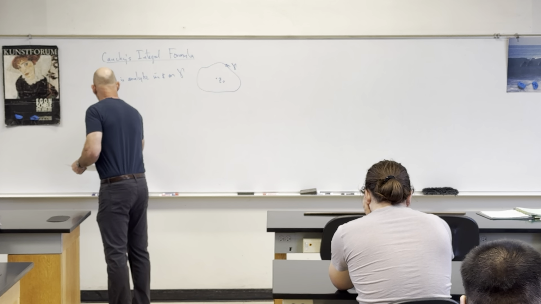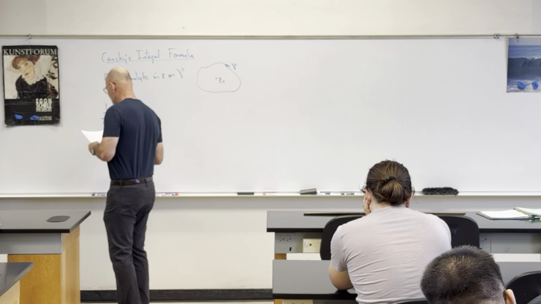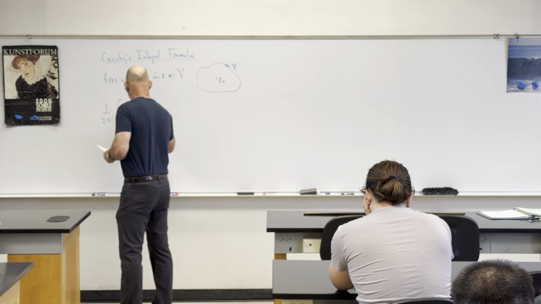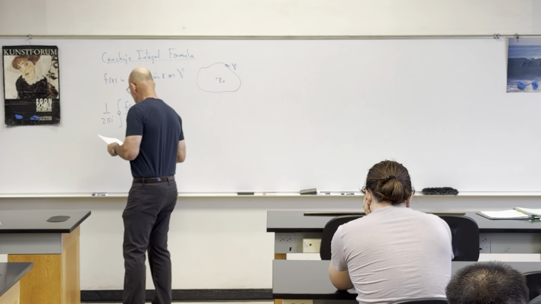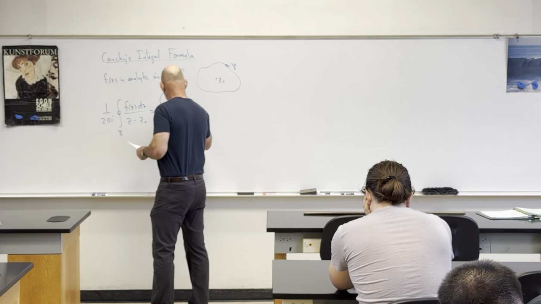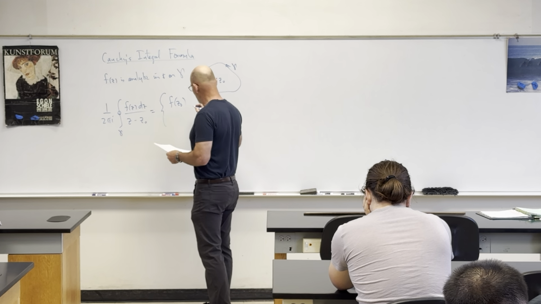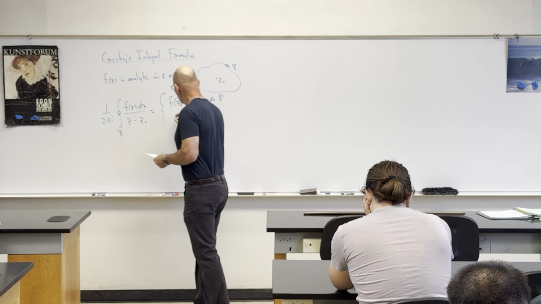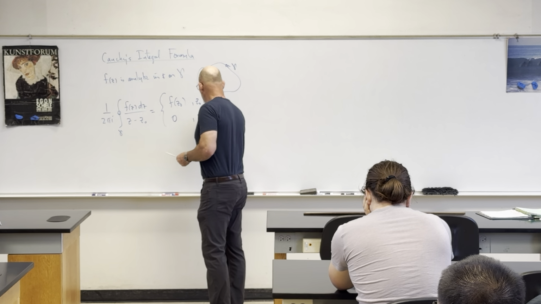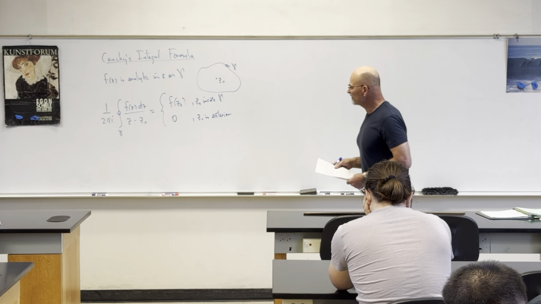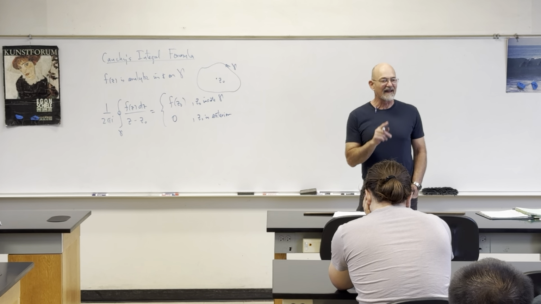So the formula is this: 1 over 2 pi i, integral over the closed curve of f of z dz over z minus z sub 0, equals f of z sub 0, where z0 is inside gamma, and zero if it is exterior. So this is roughly what I just did in that calculation.